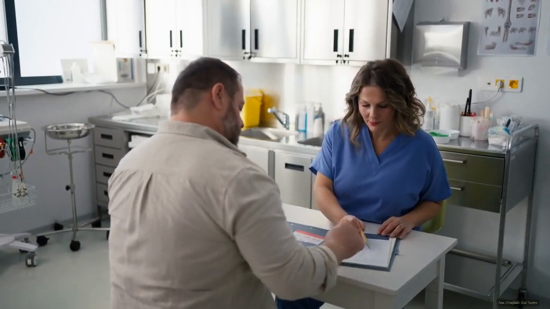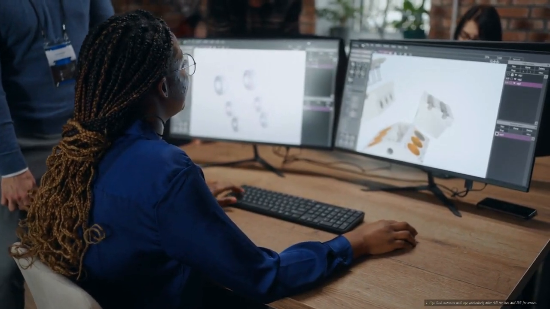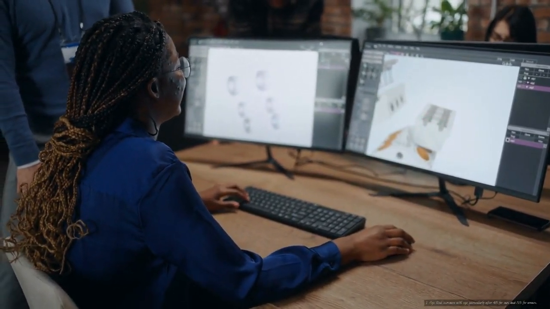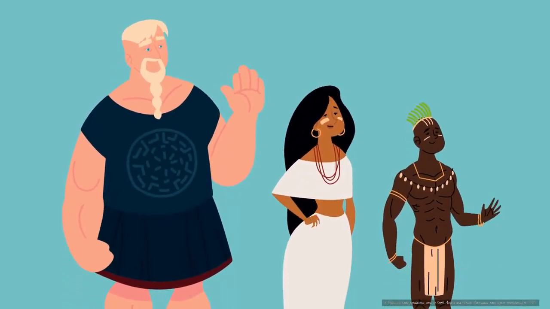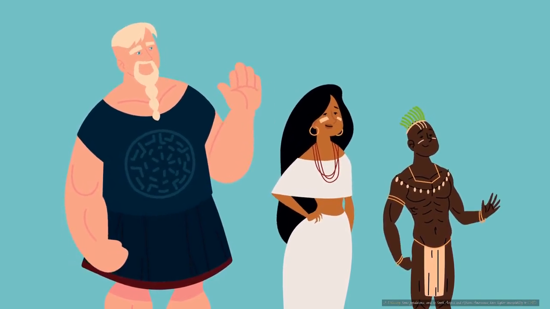Non-modifiable risk factors. 1. Age. Risk increases with age, particularly after 45 for men and 55 for women. 2. Family history. A history of heart disease in close relatives increases risk. 3. Ethnicity. Some populations, such as South Asians and African Americans, have higher susceptibility to CAD.